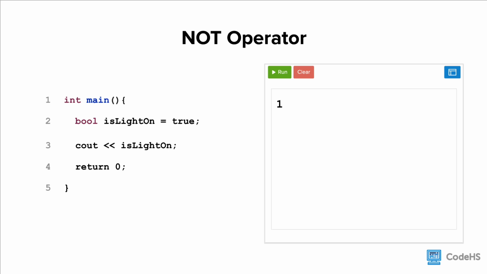So let's take a look at an example of this. In this program, you can see the value of isLightOn is set to true, and it prints out 1 for true. If we add the NOT operator in front of the variable, the Boolean expression becomes the opposite of what it is. In this case, the expression evaluates to false, and we see that printed as a 0. It's important to note that the value of isLightOn is still true, but not isLightOn evaluates to false.